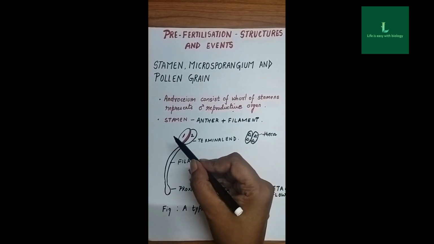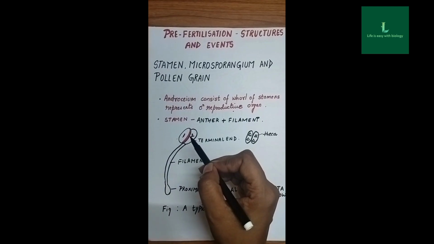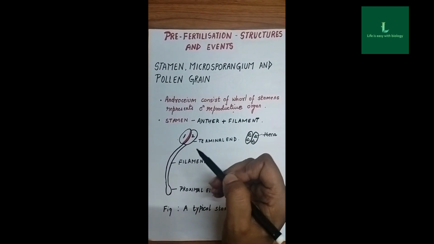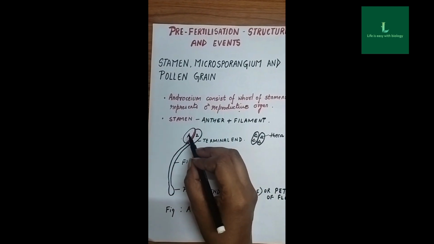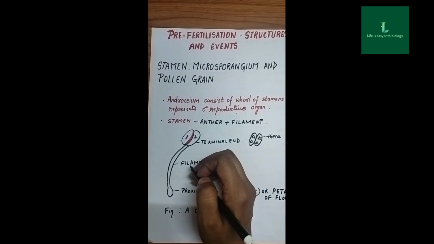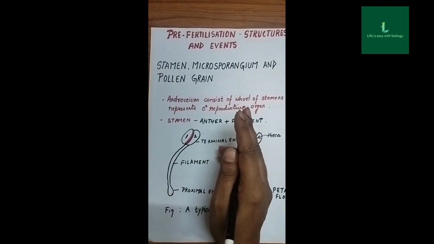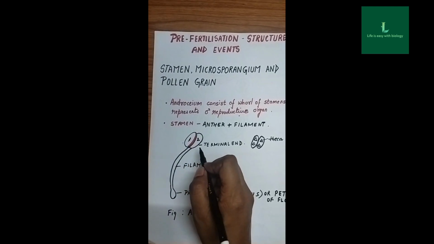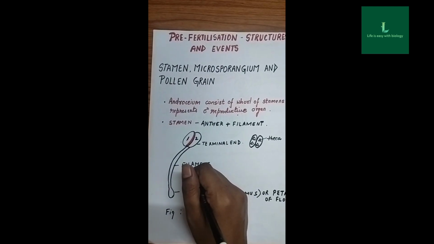Why is it called the fertile part? Because it is the anther which contributes in the formation of pollen grains. Fine. See, here you can see that there are two lobes. So anther is a bilobed structure. Bi means two. Bilobed, since two lobes, one and two, so anther is a bilobed structure.